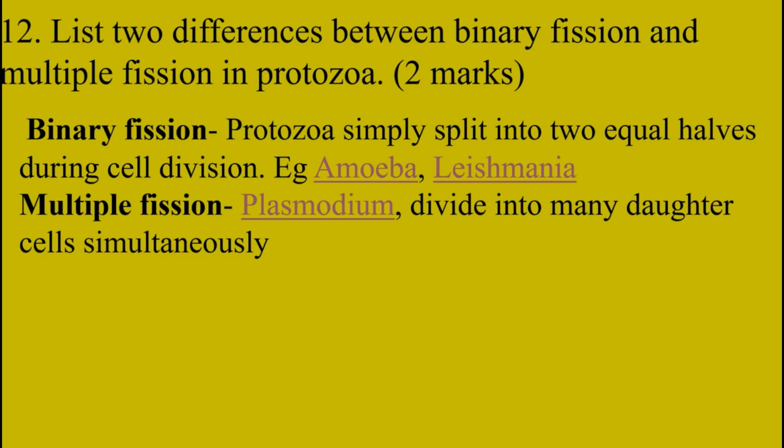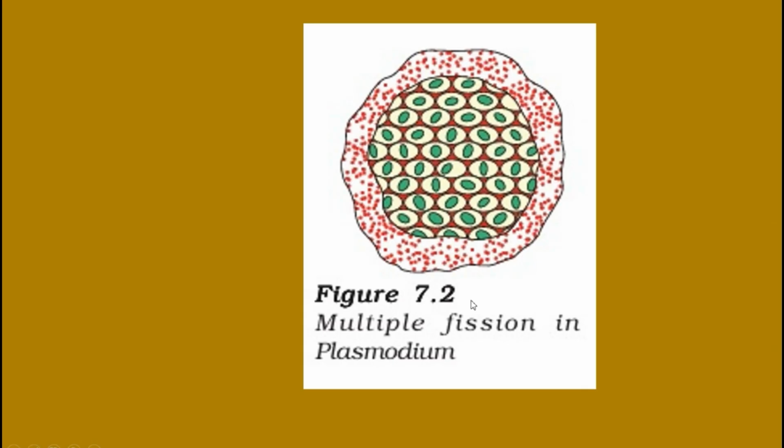Multiple fission, for example, Plasmodium, they divide into many daughter cells at the same time. Simultaneously, they divide into many daughter cells. Now, this is the NCERT textbook figure of multiple fission in Plasmodium. So you can see here how it has been divided into many daughter cells. Now, each of the daughter cells, when they come out, will become an adult Plasmodium.